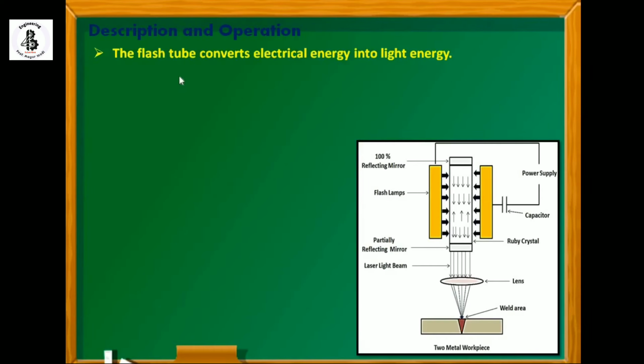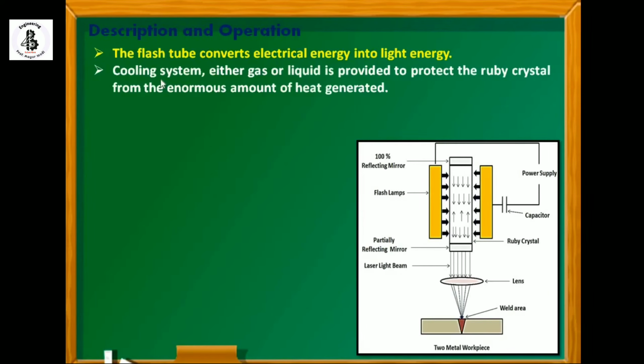The flash tube converts the electrical energy into light energy. So that will be the basic principle of the laser beam welding process. Cooling systems, either gas or liquid, are provided to protect the ruby crystal from the enormous amount of heat being generated. That will be necessary if it is working at higher temperatures.